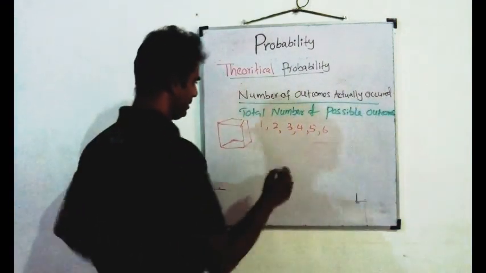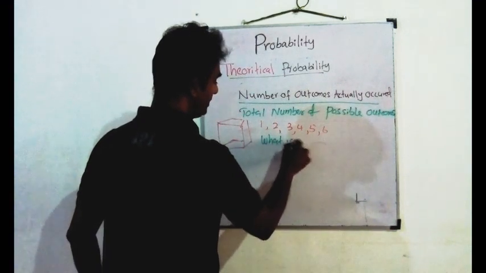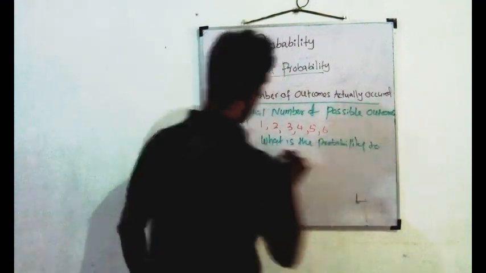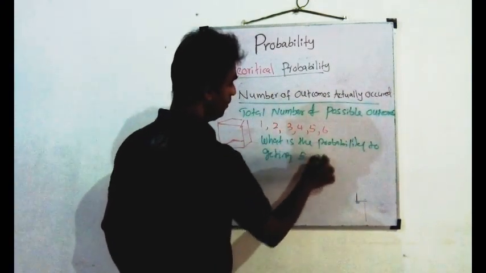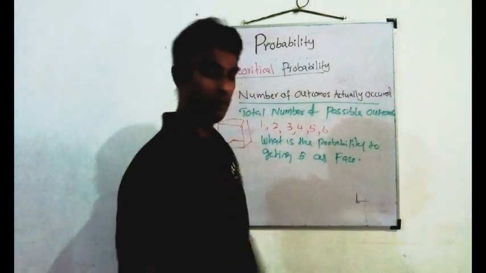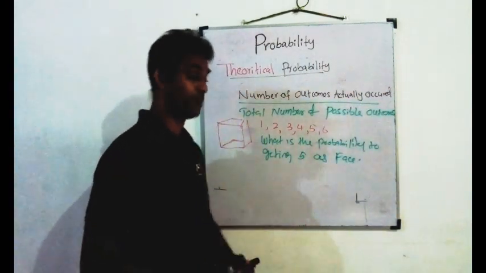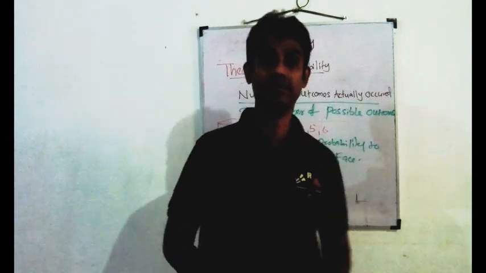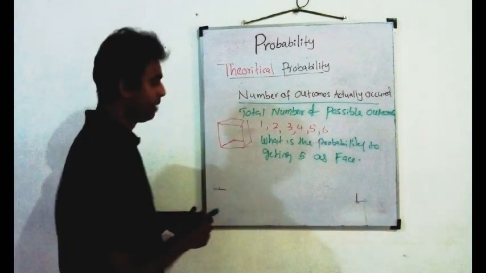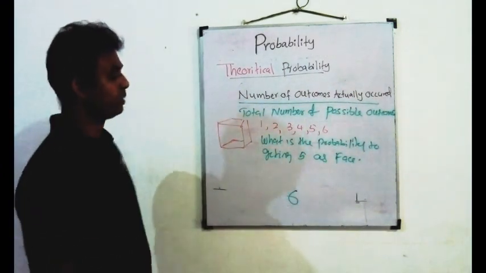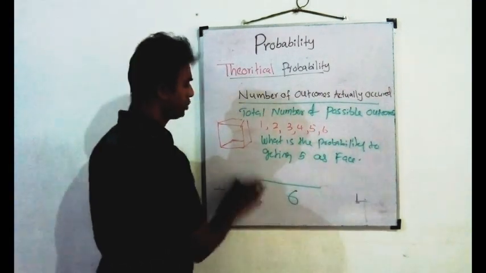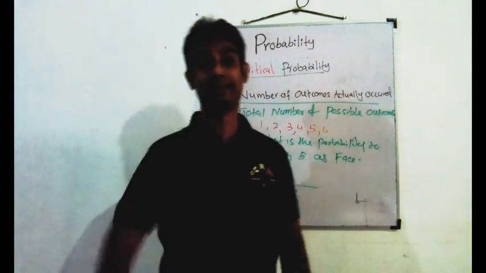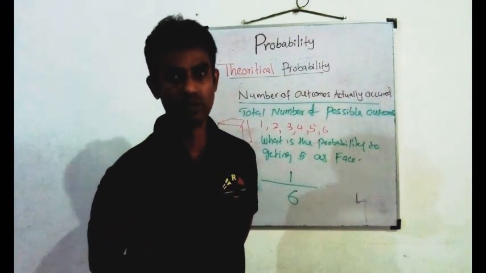My question is, what is the probability of getting 5 as the face? When we roll it, what is the probability that the 5 face lands up? Total number of possible outcomes? 6. Total number of possible outcomes is 6. Actual outcome is 1, because there is only one way 5 can fall, since there is only one face with 5.